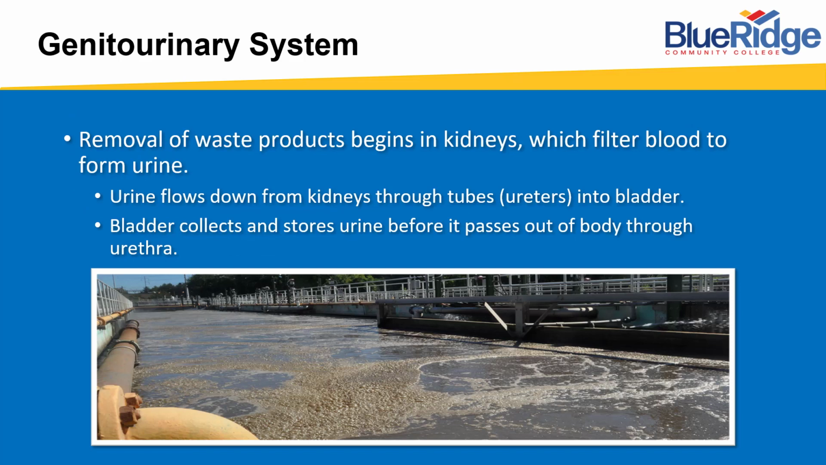Removal of waste products begins in the kidneys, which filter blood to form urine, and the urine flows down from the kidneys through tubes called ureters into the bladder, and the bladder collects and stores the urine before it passes out of the body through the urethra.